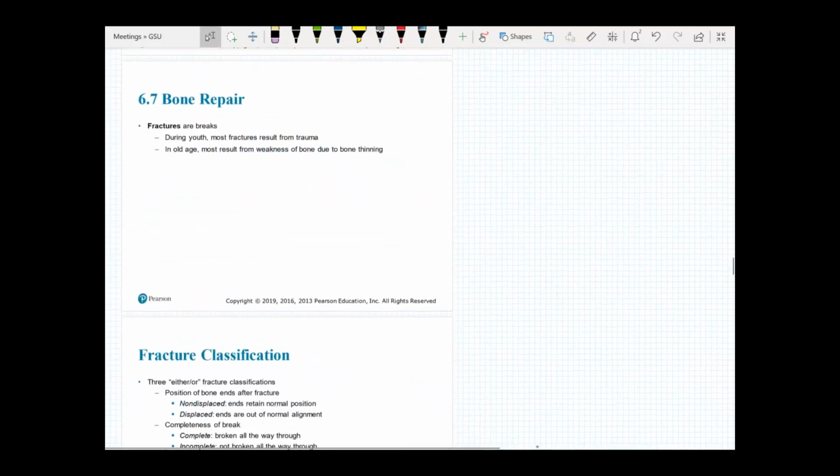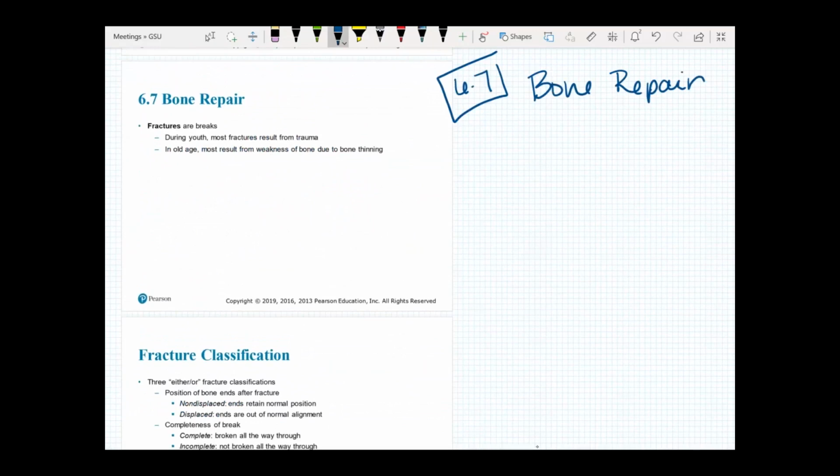Okay, so the last section that we're going to focus on is what happens when your bones go wrong. That's going to be bone repair. First of all, you've got bone formation during development. Then you've got bone growth during adolescence. And then you've got bone remodeling that occurs throughout life in order to break down old bone and give you new bone. But what happens if you actually damage the bone? Then you have to repair the bone. And that's what this section is going to be covering.